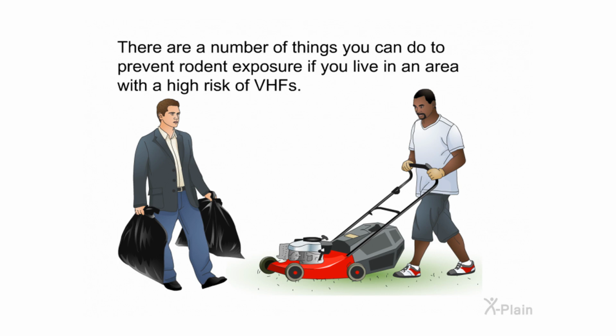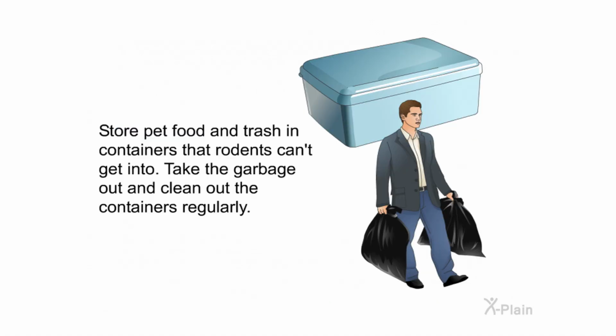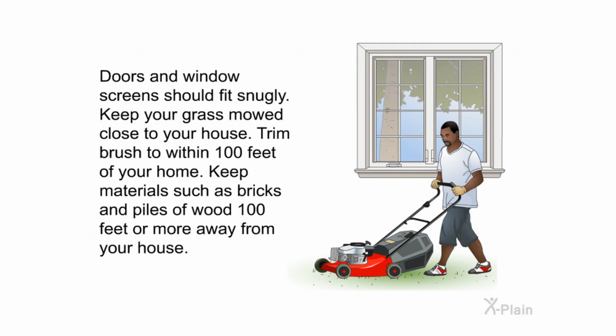There are a number of things you can do to prevent rodent exposure if you live in an area with a high risk of VHFs. Store pet food and trash in containers that rodents can't get into. Take the garbage out and clean out the containers regularly. Doors and window screens should fit snugly. Keep your grass mowed close to your house. Trim brush to within 100 feet of your home. Keep materials such as bricks and piles of wood 100 feet or more away from your house.